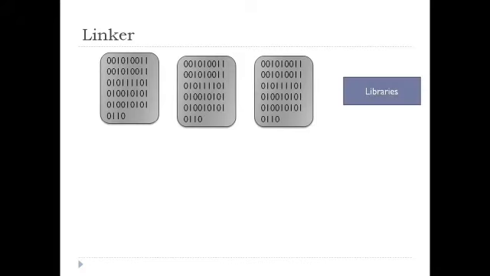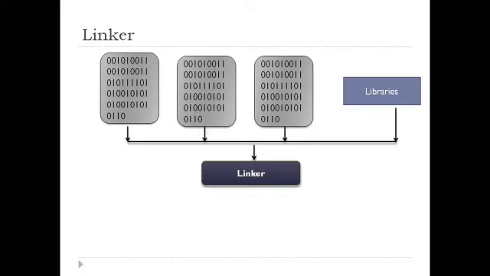For example, we have 3 modules of a C project. These are 3 C programs and a library. The linker merges the object code from all these programs and produces a single exe file. So this was how a C program gets compiled using a compiler and how we get an exe file.